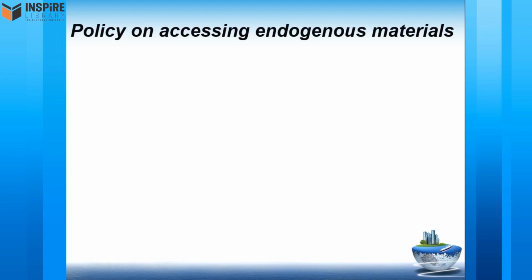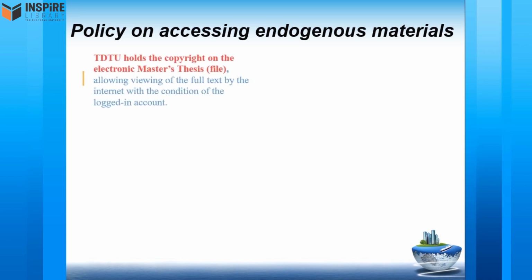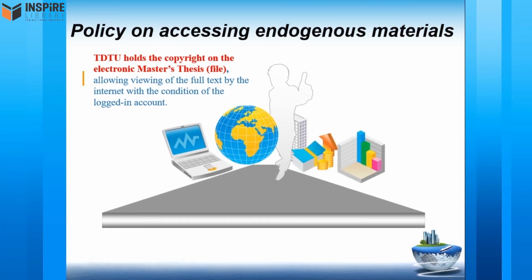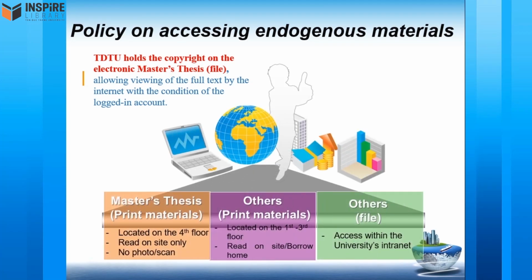Now, we will talk about the policy on accessing endogenous materials. For master thesis, e-version, users are allowed to view the full text through the internet on the condition of logging in with their account. And for master thesis, print version, the collection is located on the 4th floor. Users can only read inside the library, no photos or scans allowed.